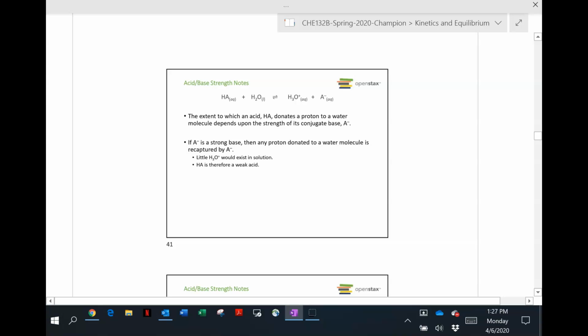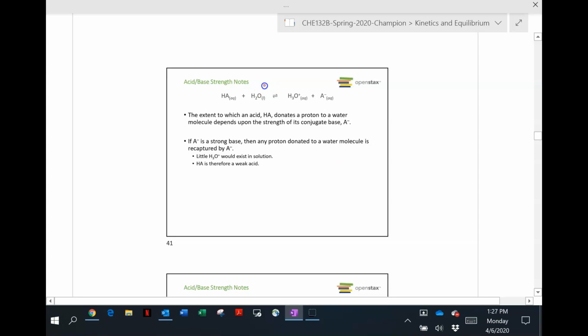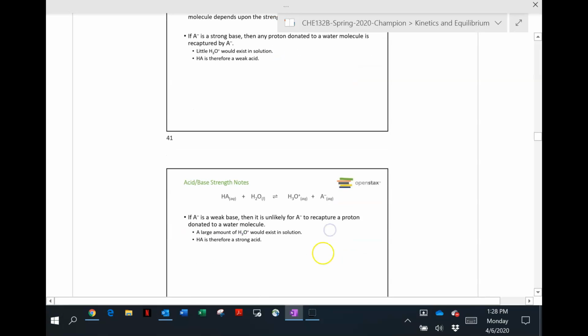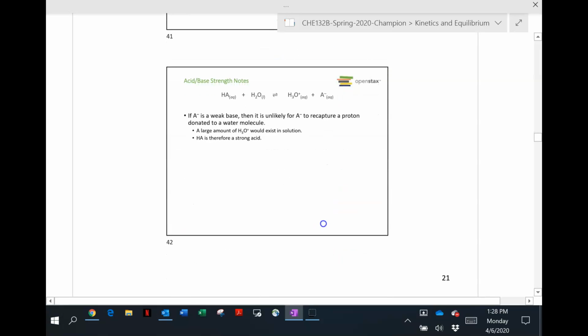What we're pointing out here is that the reaction this way is the acid reaction. The reaction this way is the base reaction of A-. And if you look at the Ka of HA versus the Kb of A-, you can predict which way this equilibrium is going to lie. So it's a way to figure out which way a reaction is going to go.